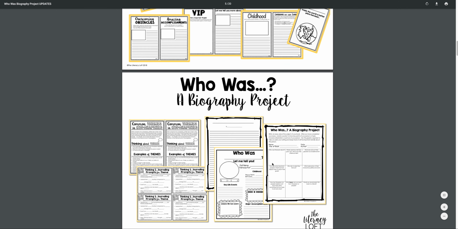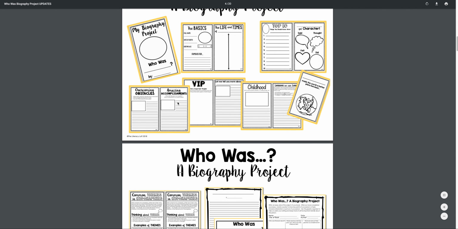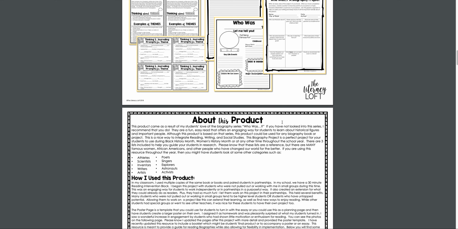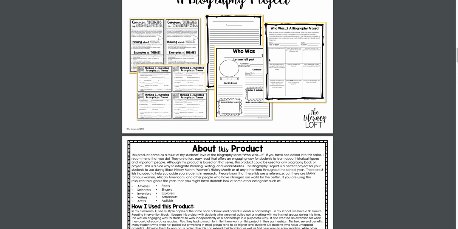So inside the biography project, you can see the overview. They just do a timeline of the person. It's very easy and independent, even if you don't have your whole class working on it. It's a great partner project or a project students can work on independently. When you're doing your small groups, I had my higher students work on it independently, and then we could come back together and talk about the biographies they're reading. You can see what each page has.